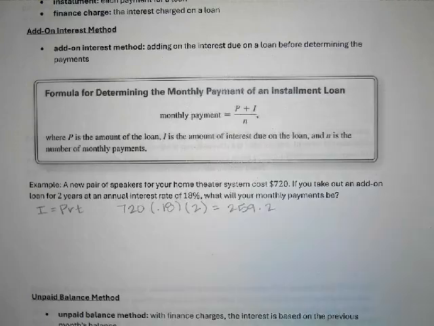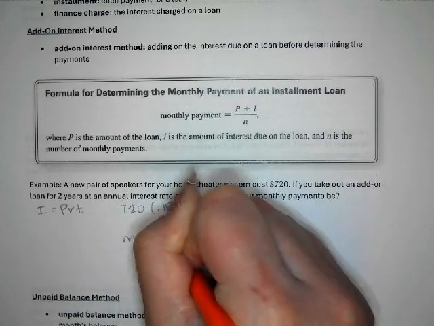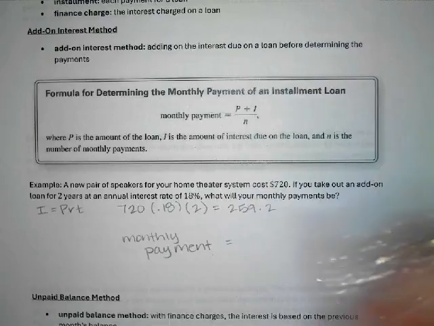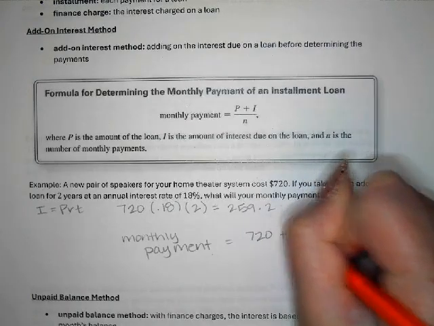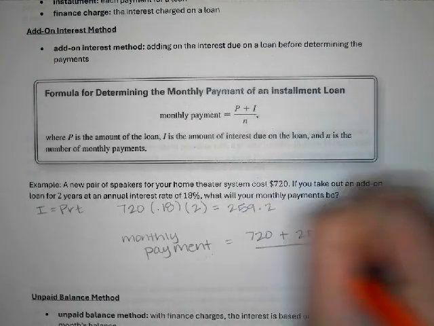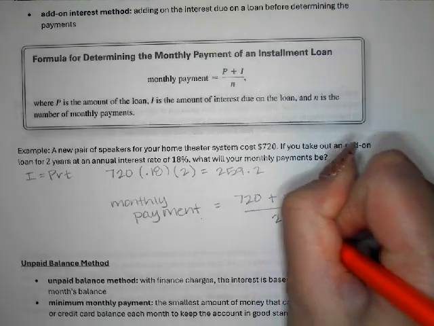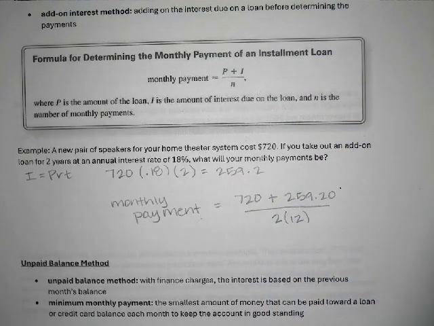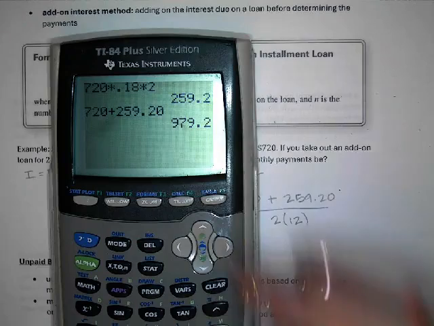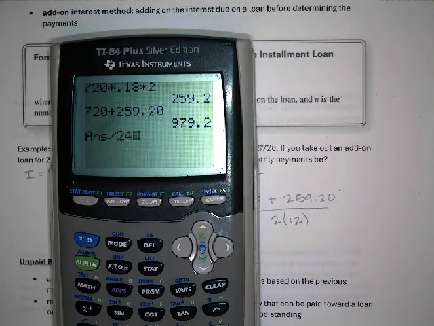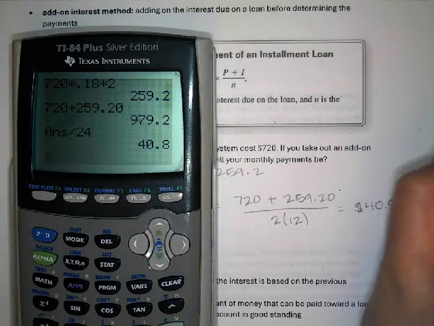So to calculate the monthly payment, we'll take the principal amount, what these speakers actually cost, $720, plus the accumulated interest for the entire 2 years, and divide it by the number of monthly payments we'll have for 2 years. That's 2 years multiplied by 12 months in a year, so 24 monthly payments. So 720 plus 259.20, the entire amount that will be borrowed, divided by 24 monthly payments, means that the monthly payments are going to be $40.80 per month.